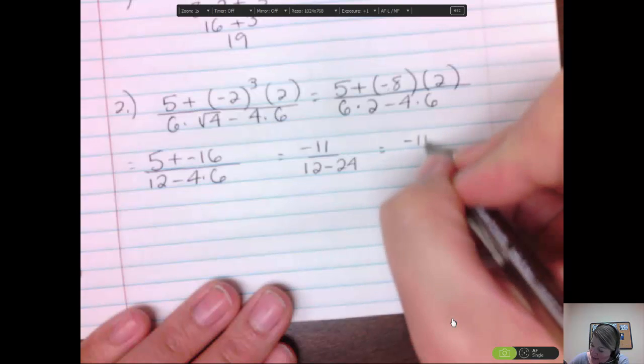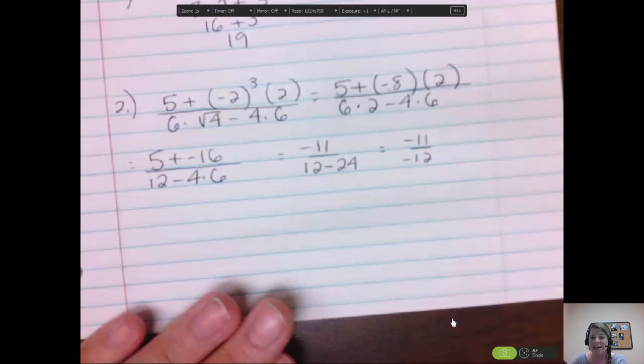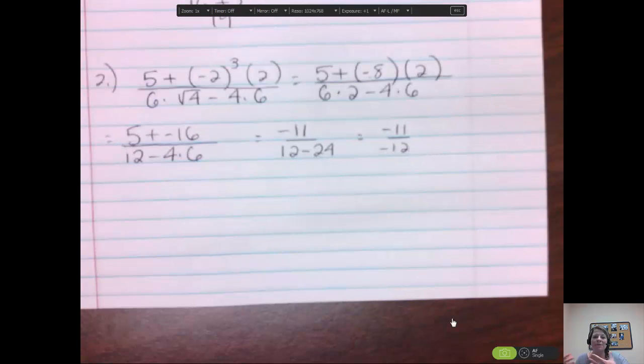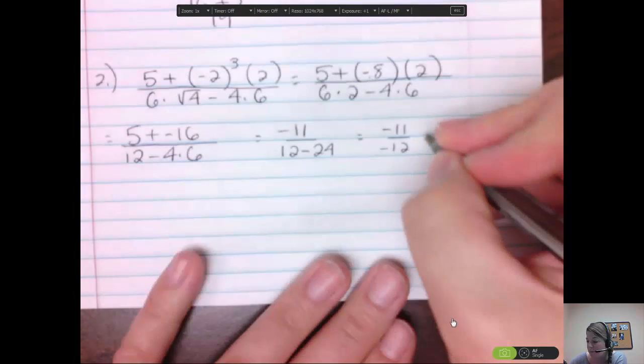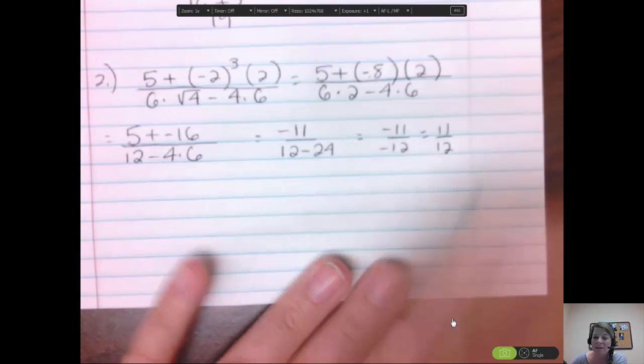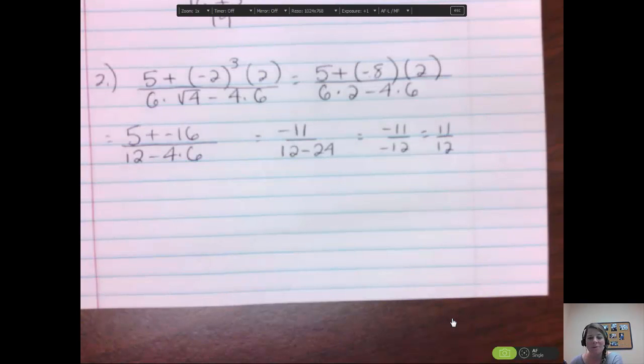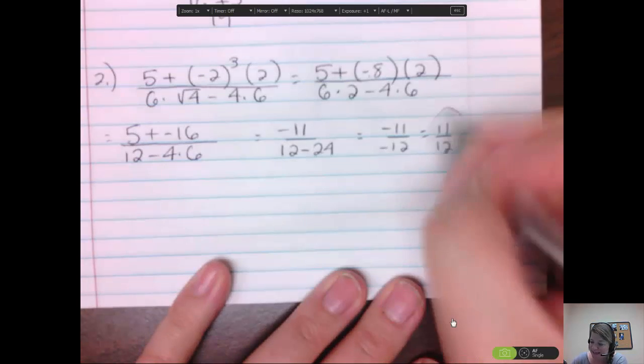So I have negative 11 over negative 12. Yay, I'm almost done. Now can I simplify that fraction? Well, a negative over a negative simplifies to a positive 11 twelfths. But there, you can't simplify 11 over 12. No number divides into both of those, so you're actually done here.